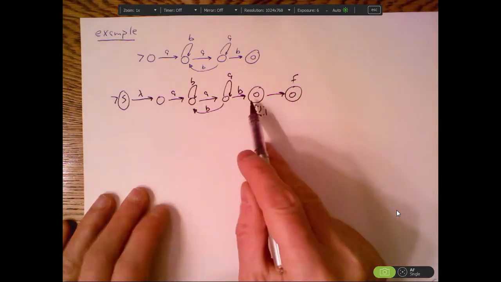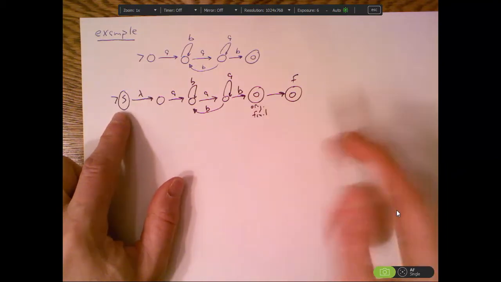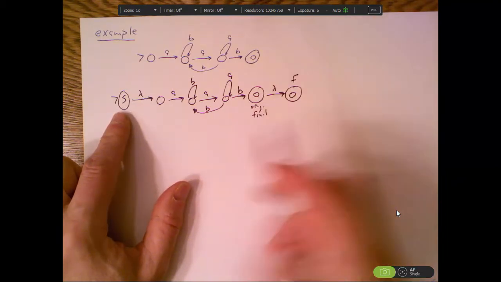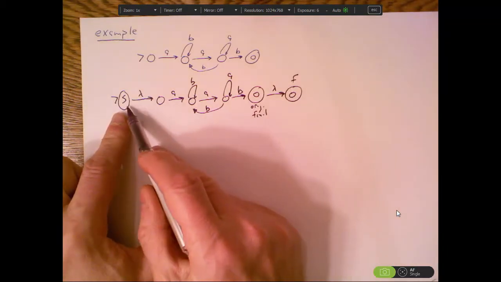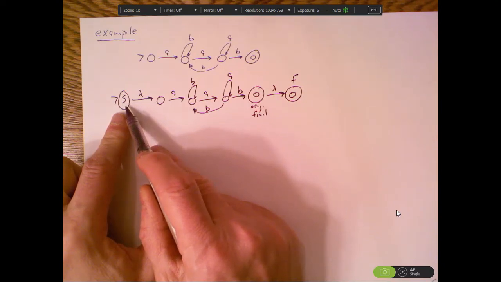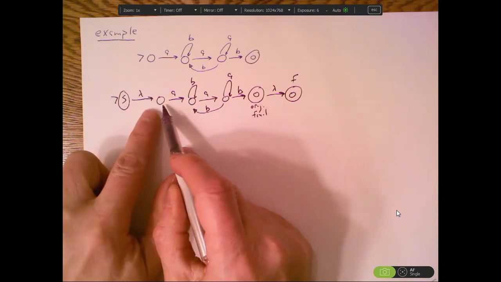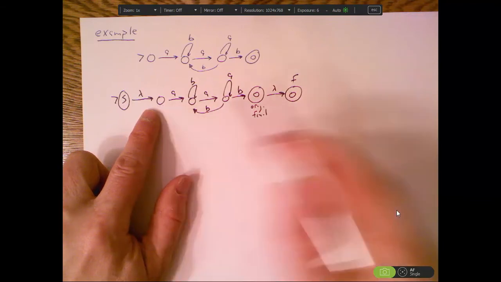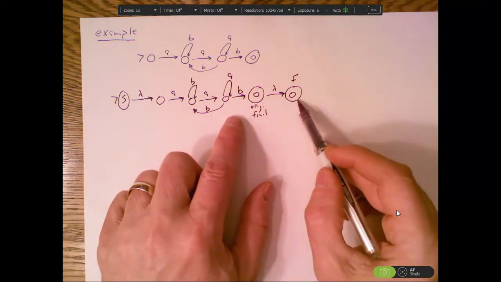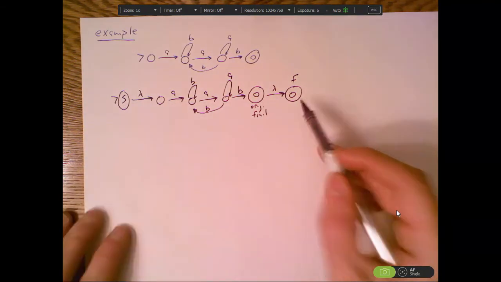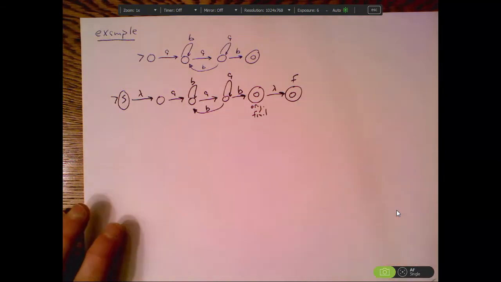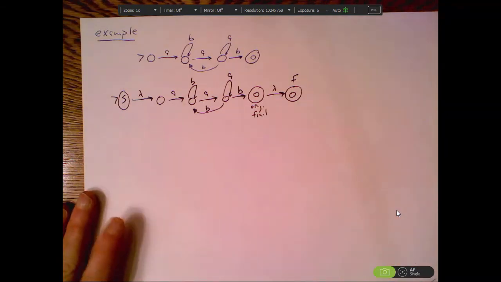Here's the original machine. And all I did in the first step is I connected, I'm missing a lambda there, I created a new start state, initial state, connected it to the original initial state. I took the original final state and connected it to my new final state. Okay, now I'm going to run the algorithm and eliminate states.